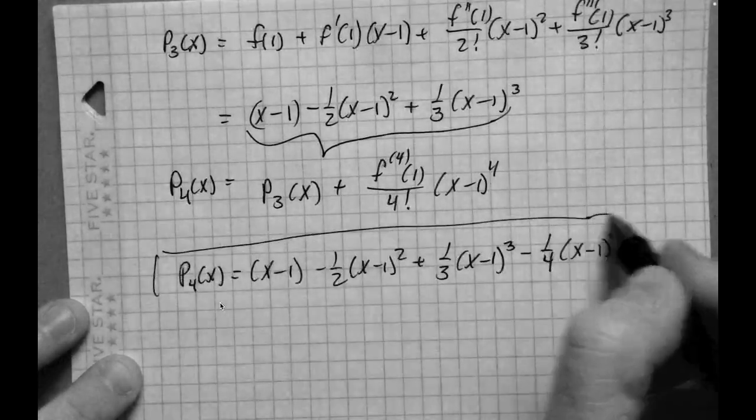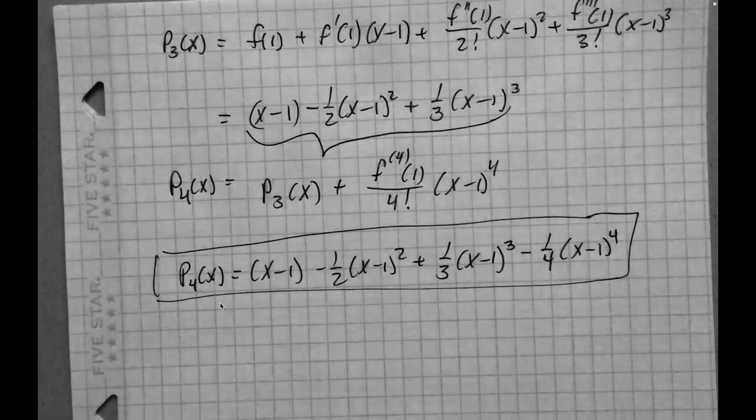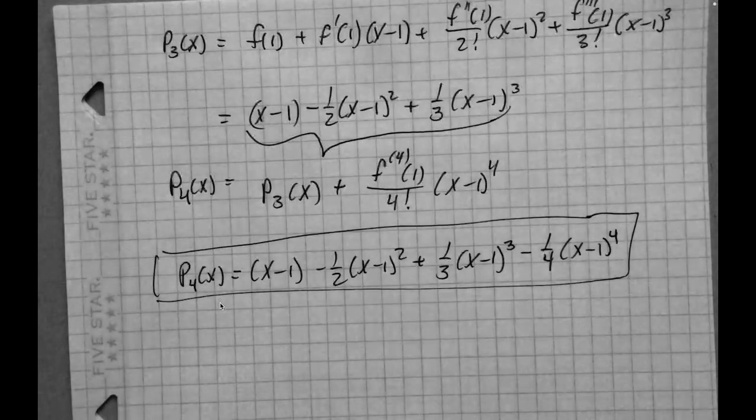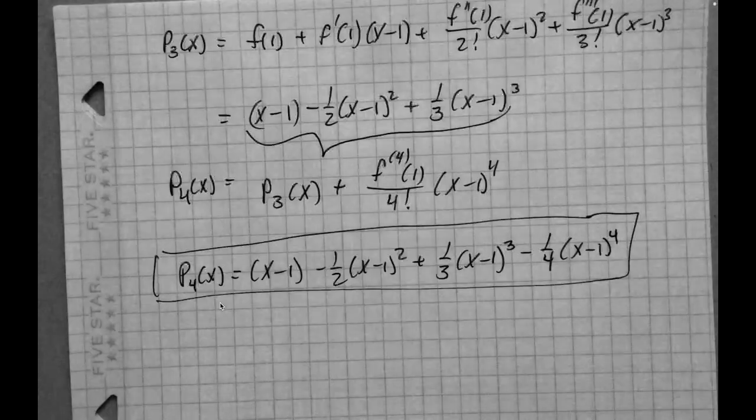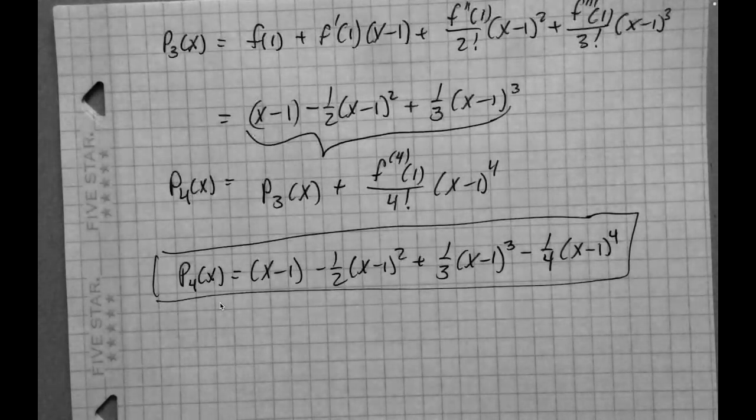Okay, so then this will be your fourth degree Taylor polynomial for f of x equals ln of x, centered at 1, x equals 1. Okay.